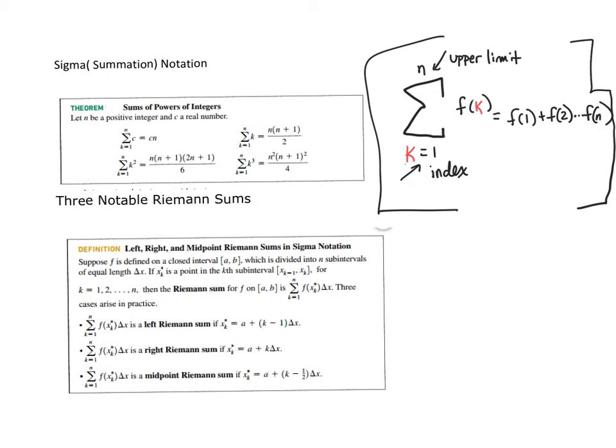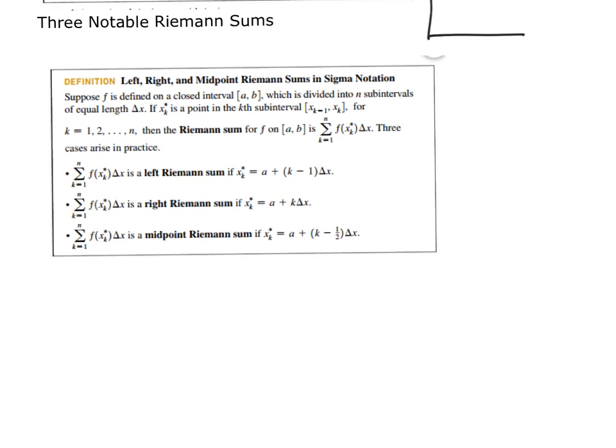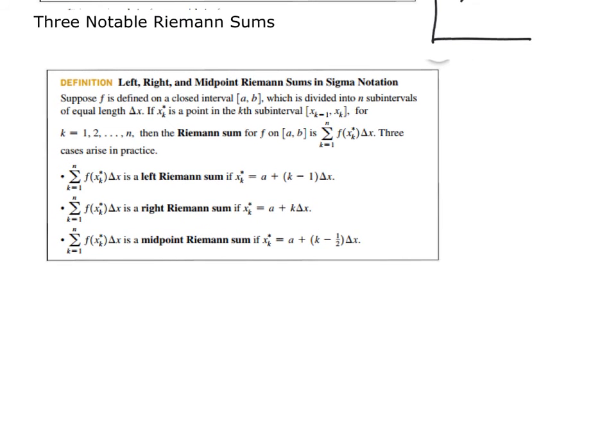So you can see down here that for these three notable Riemann sums, left, right, and midpoint Riemann sums, we can just add, from k equals 1 to n, all of the function values times the delta x and add those all up together. Now, this expression here is not any different than these two expressions here, but what's different is the grid points that we're going to use.